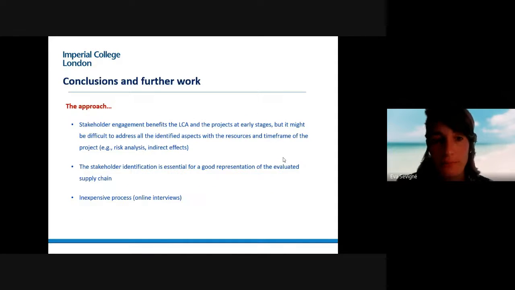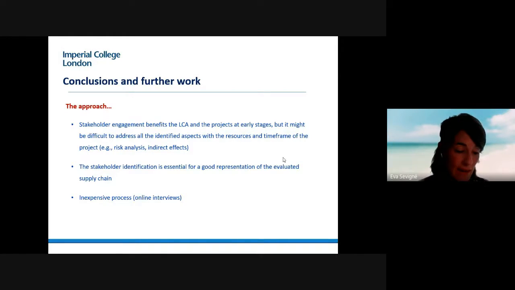So finally, I'm going to finish soon. The main conclusions of this approach are that the stakeholder engagement has benefited the LCA because it has helped us to understand and to improve the data that we have used. It has helped us to define alternative scenarios that are more representative, and we believe that our LCA results are more credible because we have included different views into that.